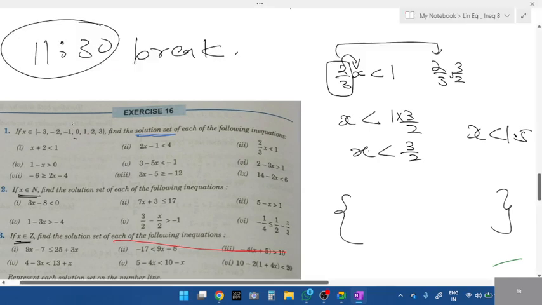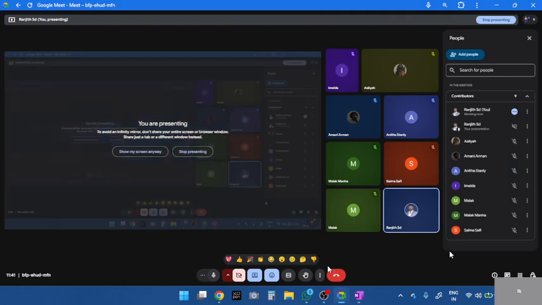Where does 1.5 lie? Between 1 and 2. 1.5 lies between 1 and 2. So you have to consider numbers from 1. 1, 0, -1, -2, -3. Is it clear? All of you understood? Malak, Mana, Amelda, Amani.